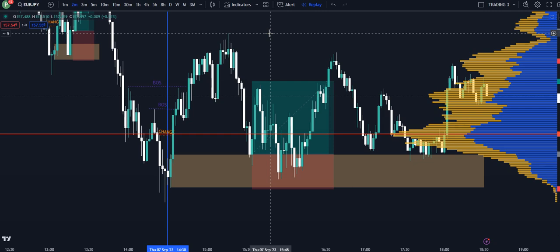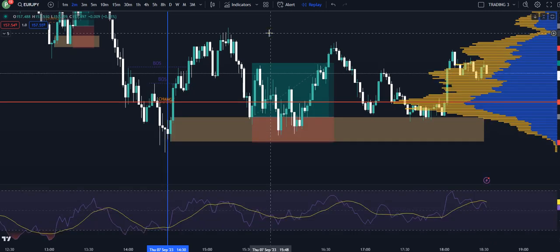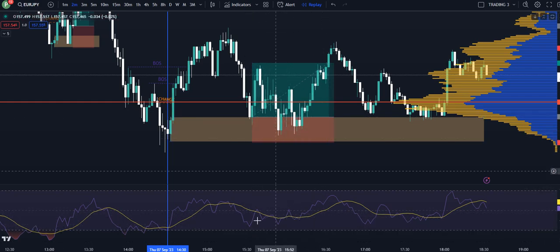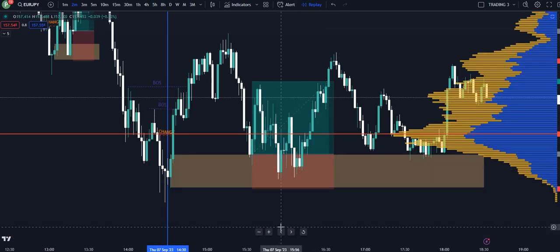Now we are going to be using our RSI. Let's take a look. You can see that we are getting a nice divergence, convergence actually, here. Even though we come back into this one, we're still getting it, and then we can take this even further over there.